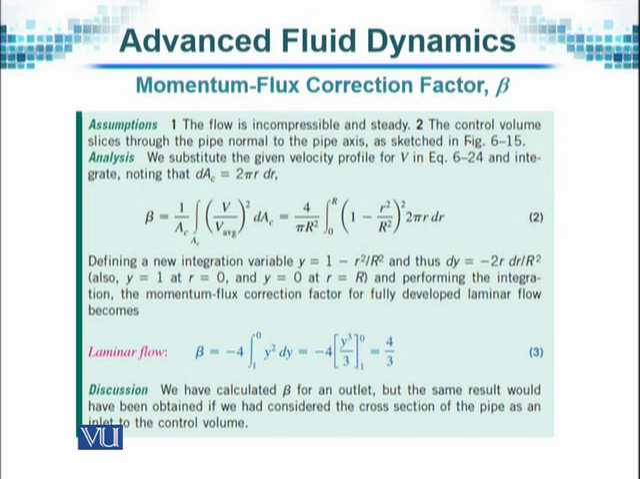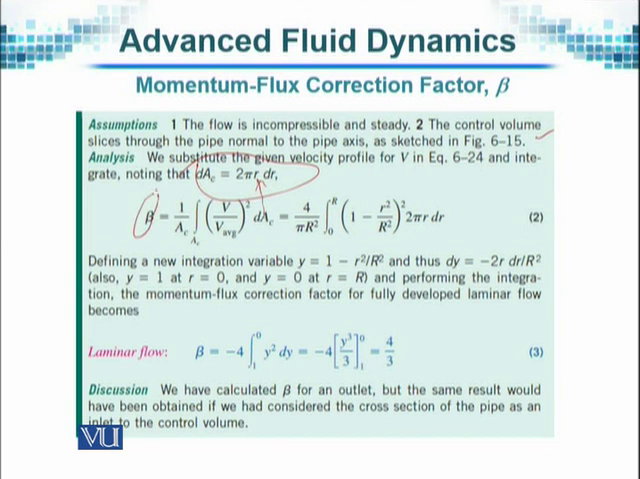The control volume slice through the pipe, normal to the pipe axis, is as shown in the picture. We have seen that, and now we go to the analysis, meaning the working. The small area, by our simple geometry formula, is equal to 2 pi r dr. And again this r is the radius within the fluid flow, not the radius of the pipe in which it is taking place.